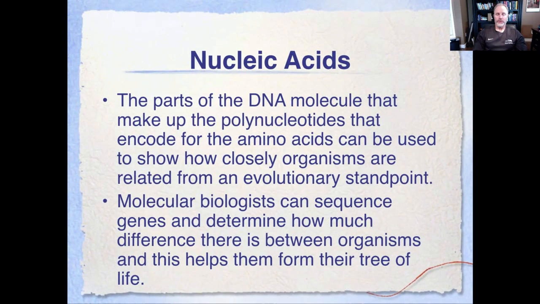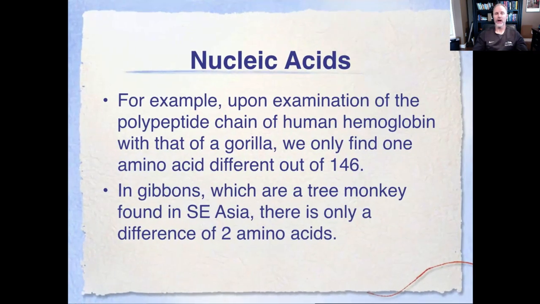Okay? So the parts of the DNA molecule, which you've told me in class, you've got these triplets, these three bases that are going to code for the particular amino acid. And this information can be used from an evolutionary standpoint to just see how closely things are related. So when we talk about evolution, we're going to come back and review some of this and discuss what's going on. But what molecular biologists are able to do is sequence these genes and sequence the proteins and look at how much difference there is between one organism and the next, and this is what helps them construct the tree of life to see how certain things are related to one another.